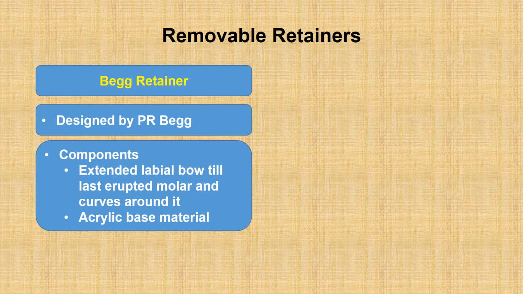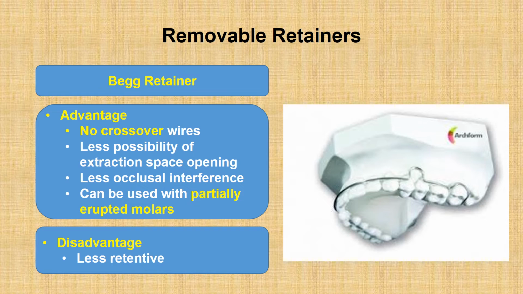Now, a back retainer was designed by PR Pack. The components of a back retainer are an extended labial bow, which extends to the last erupted molar and curves around it, and an acrylic base material.